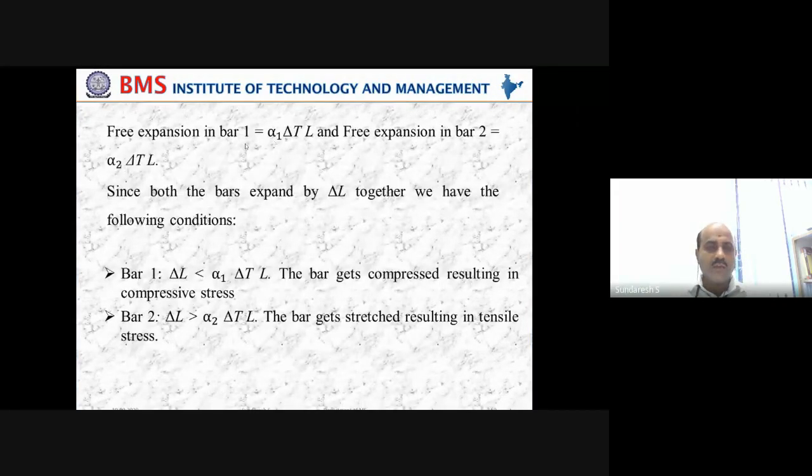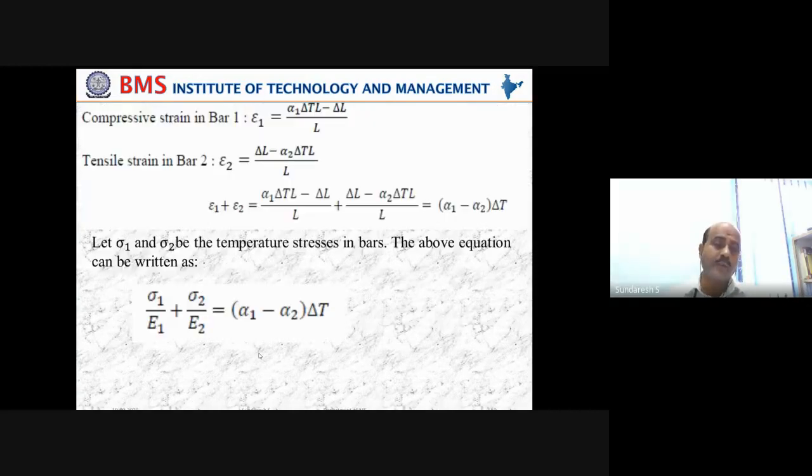This is given in mathematical form: free expansion in bar 1 and free expansion in bar 2. Since both bars expand by delta L together, we have the following conditions. Delta L is less than alpha 1 into delta T into L, as shown in the figure. The bar gets compressed, resulting in compressive stress. Similarly for bar 2, delta L is greater than alpha 2 into delta T into L. The bar gets stretched, resulting in a tensile stress. This is what I was explaining in the previous slide.